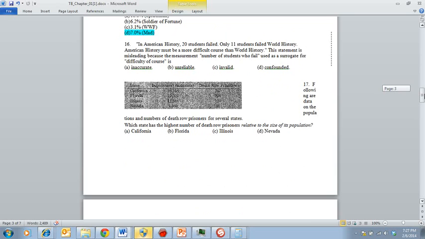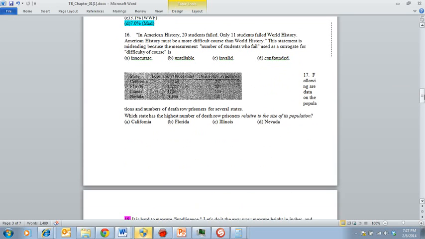Okay, in American history, 20 students failed, only 11 students failed world history. American history must be a more difficult course than world history. This statement is misleading because the measurement, number of students who fail, used as a surrogate for difficulty of course, is, oh wow, I think we skipped this one on one of the other ones. The number of students who fail, used as a surrogate for difficulty of course, is invalid. They could just be not studying. So that's one of those invalid questions again. Sorry, I skipped that before.